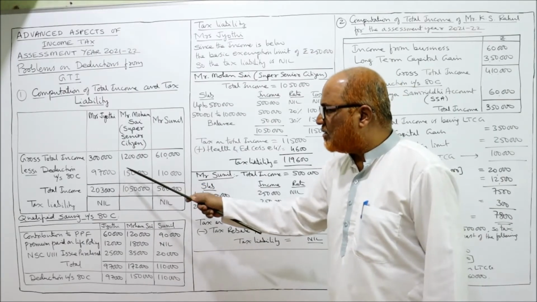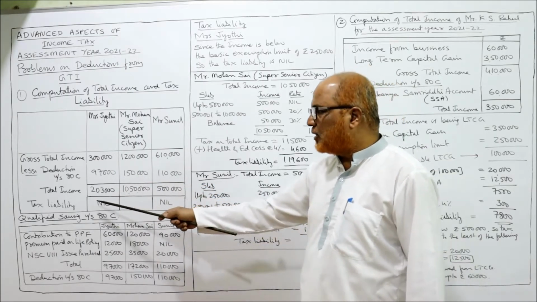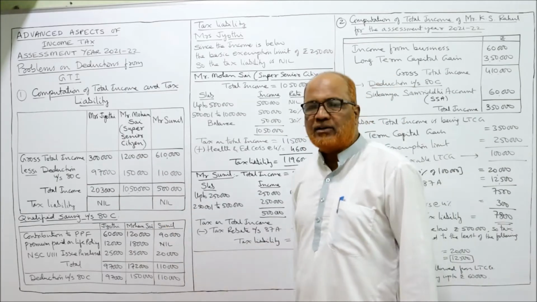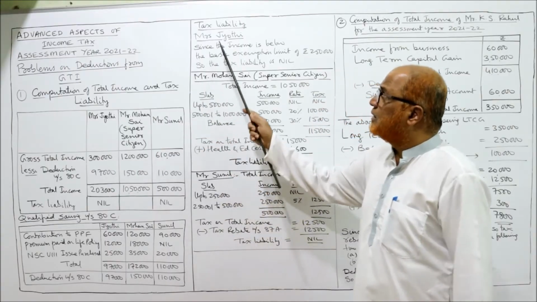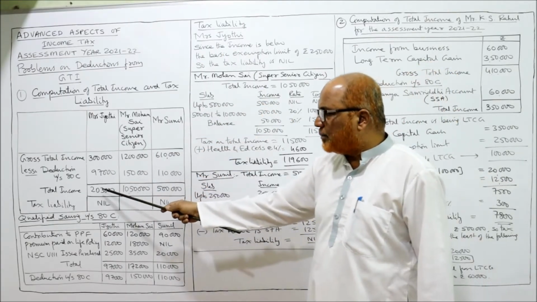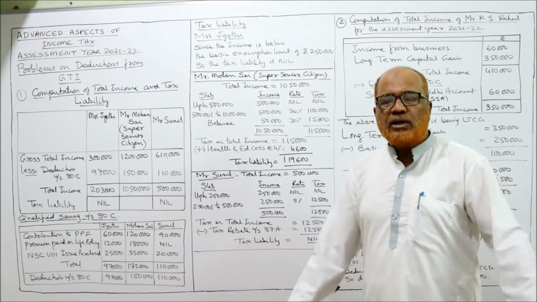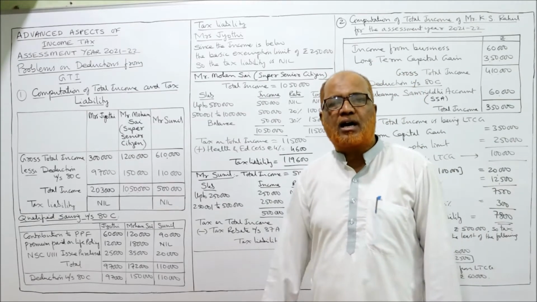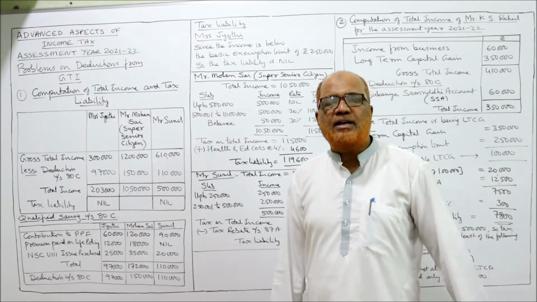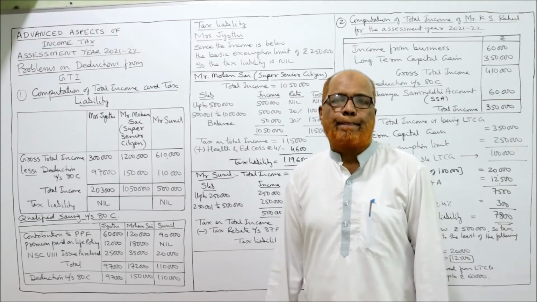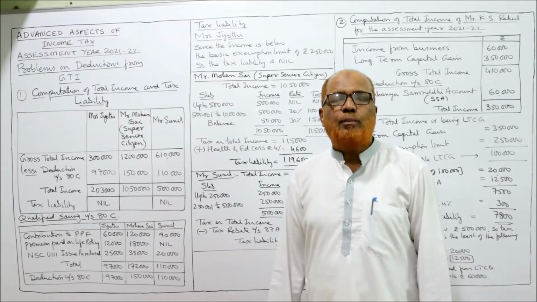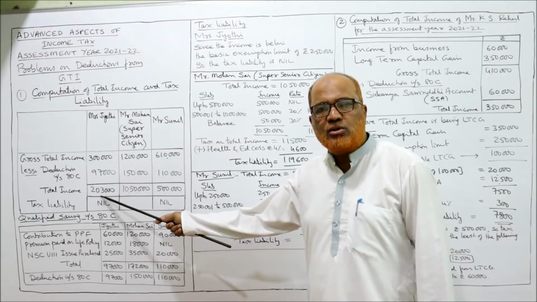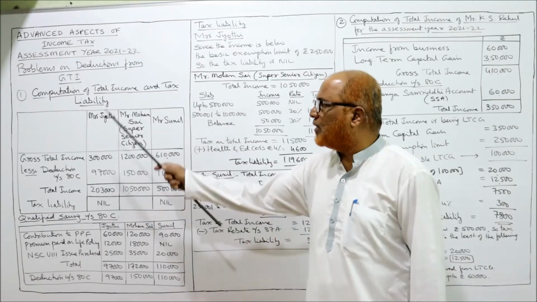Now take these amounts, 97, 150, 110. So ultimately total income is 2,03,000, 10,50,000 and 5 lakh. Lastly, we have to find out the tax liability. Here, Mrs. Jyoti: what is the total income? 2,03,000. This is below the basic exemption limit for the current assessment year, which is 2021-22. The basic exemption limit is 2,50,000. The income is below 2,50,000, so the tax liability is nil for Mrs. Jyoti.